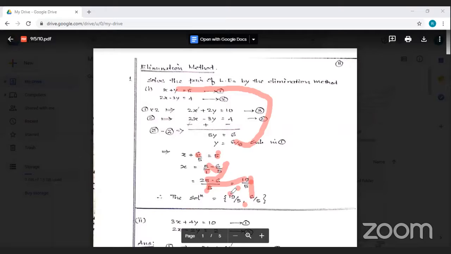Therefore, the solution is x equal to 19 by 5 and y equal to 6 by 5. That's all for the elimination method. Is it clear? Yes, sir.